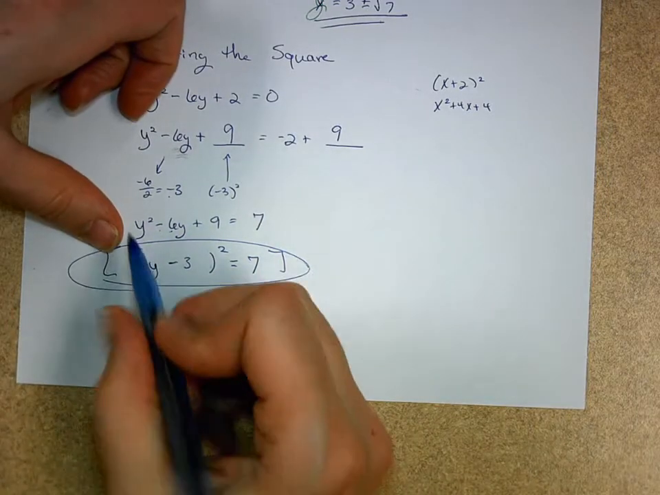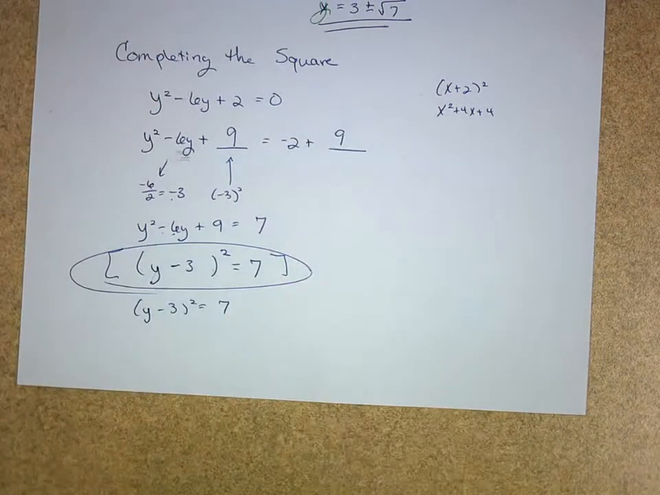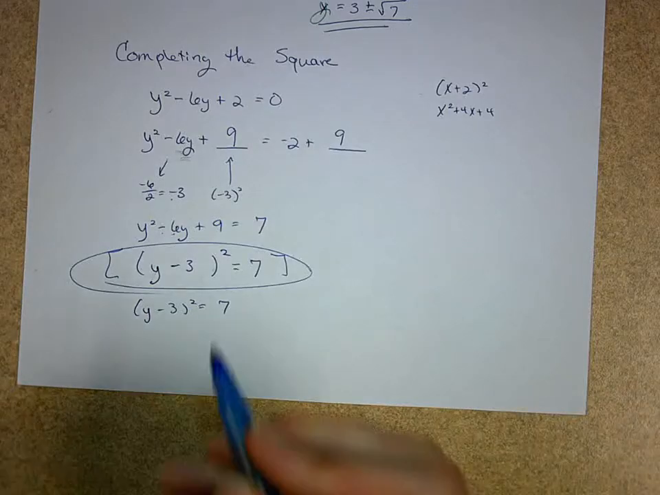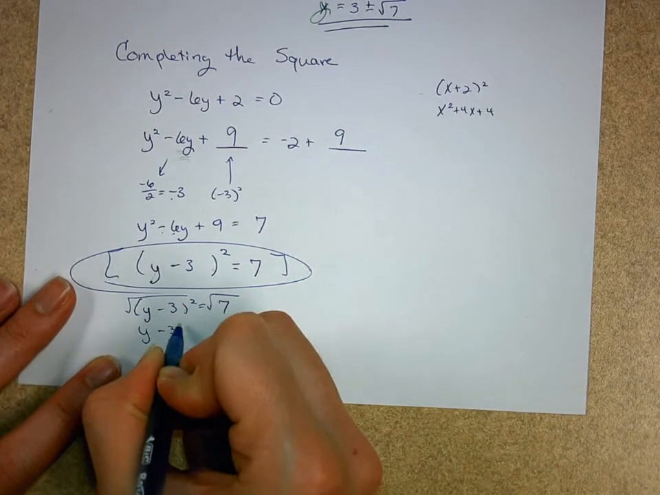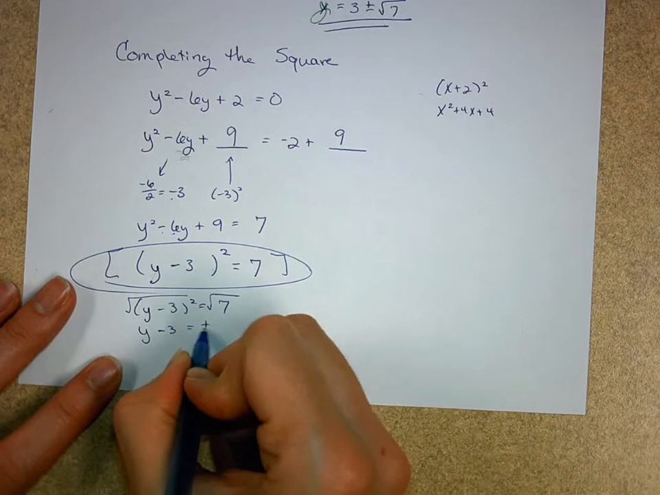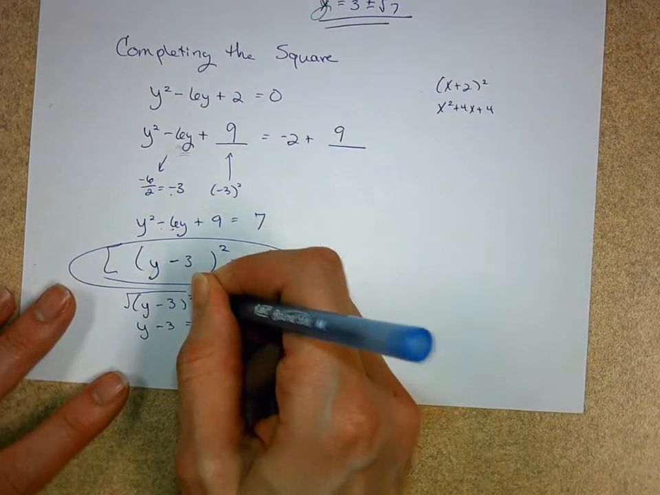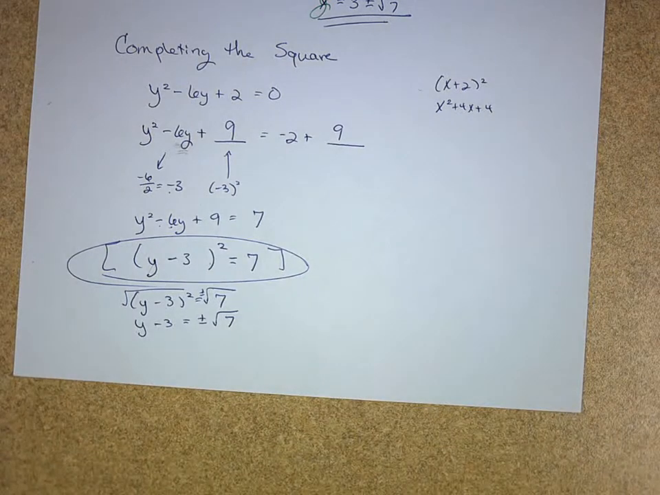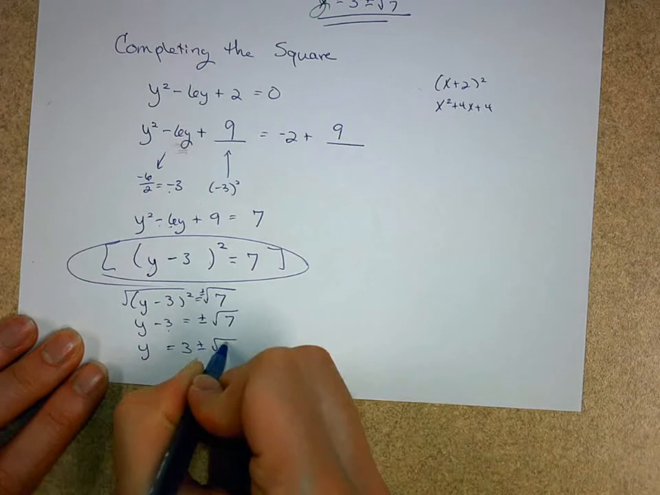So if I was to solve this, and I got y minus 3 squared is equal to 7, how would I get y by itself? The first thing you're going to do is take the square root of both sides. So I get y minus 3 equals plus or minus the square root of 7. Right? Because if I take the square root of both sides, we can't forget our plus or minus. And then what am I going to do with the 3? Y equals 3 plus or minus the square root of 7.